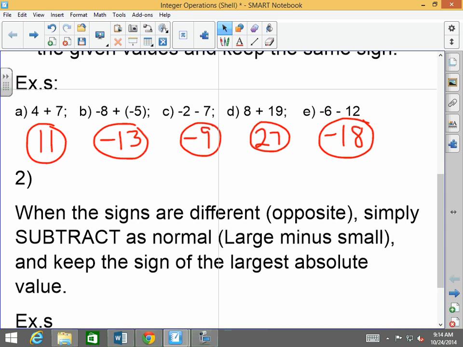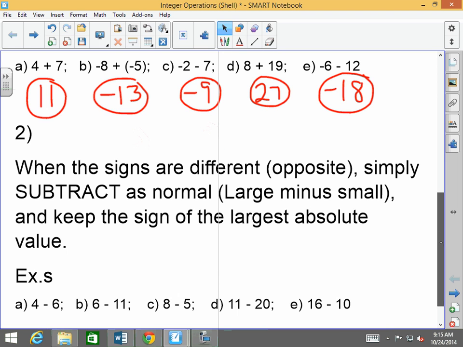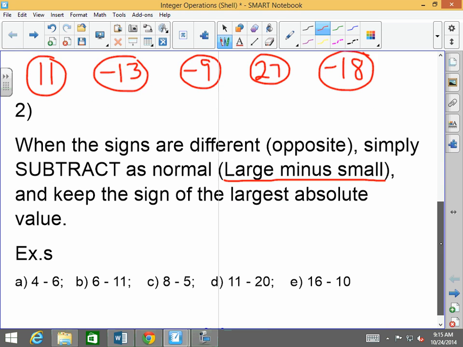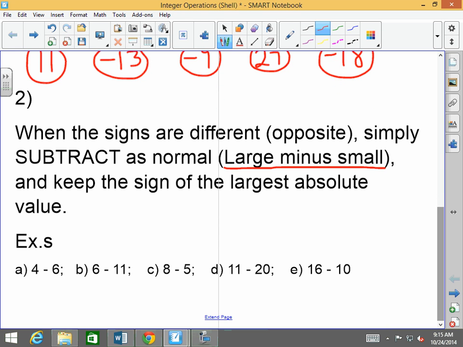Second one. When the signs are different or opposite, one's positive, one's negative, you simply subtract as normal. What do I mean by subtract as normal? It's the large value minus the small value, and keep the sign of the largest absolute value. So when the signs are different or opposite, simply subtract as normal, large minus small, and keep the sign of the largest absolute value.